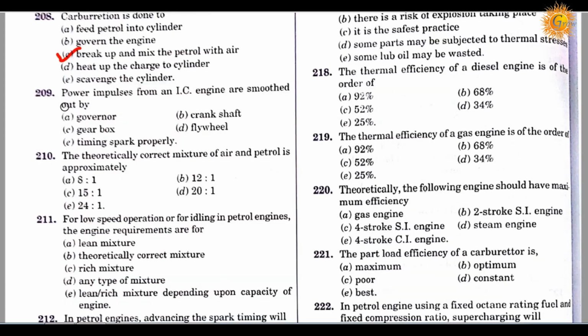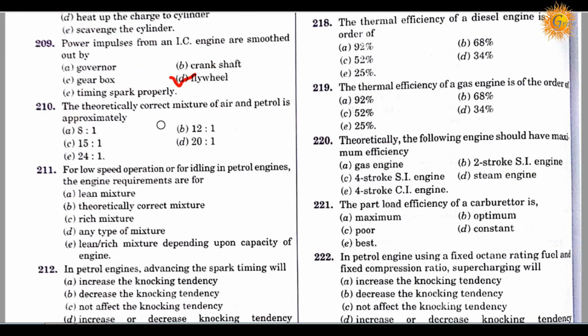Question number 209. Power impulses from an IC engine are smoothed out by: option A governor, option B crankshaft, option C gearbox, option D flywheel, option E timing spark properly. So the correct answer is D, it will be flywheel, because power impulses are smoothed by the flywheel.